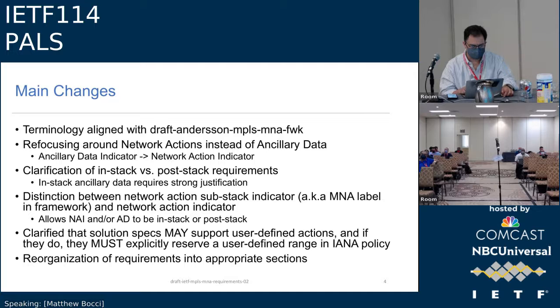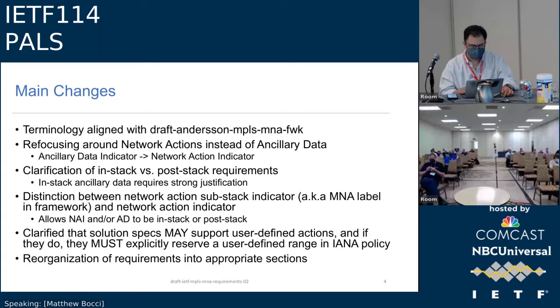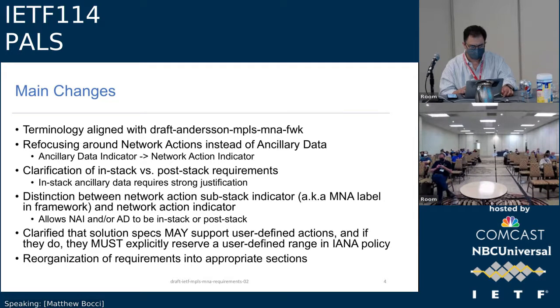So the main changes: we aligned the terminology with the framework draft. So essentially what we've done between these two documents is that we have a core set of terminology defined in the requirements draft, and then the framework is kind of a superset of that, with any new terminology that's required outside of the requirements to describe things in the framework. We've refocused the draft around network actions instead of indicators for ancillary data. So we removed ancillary data indicator and replaced it with network action indicator.